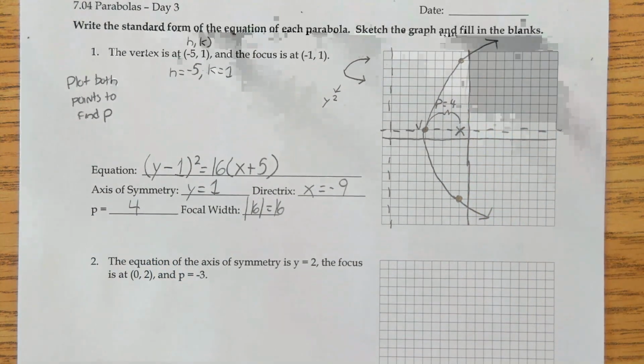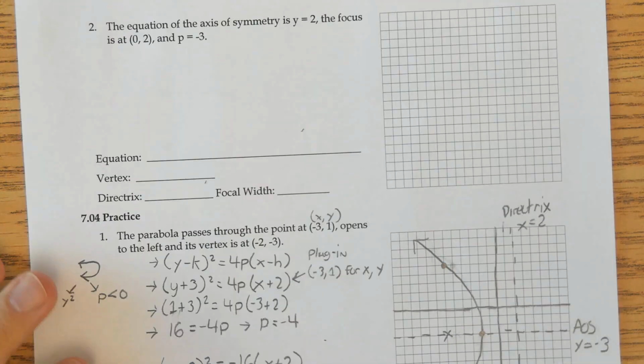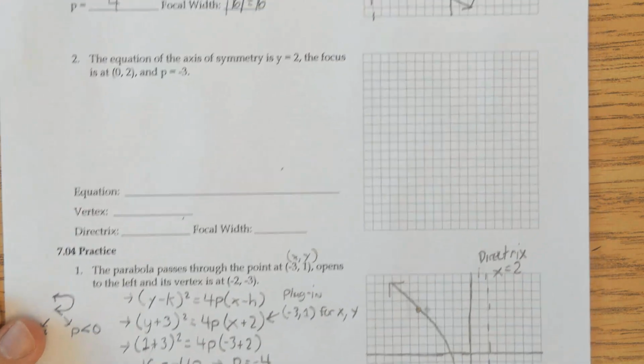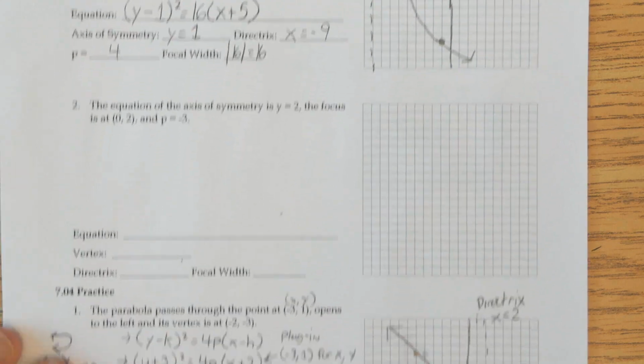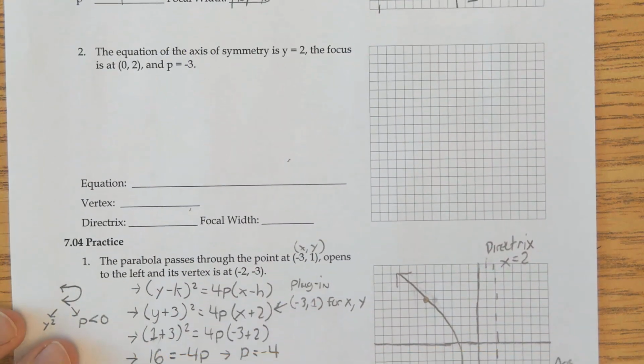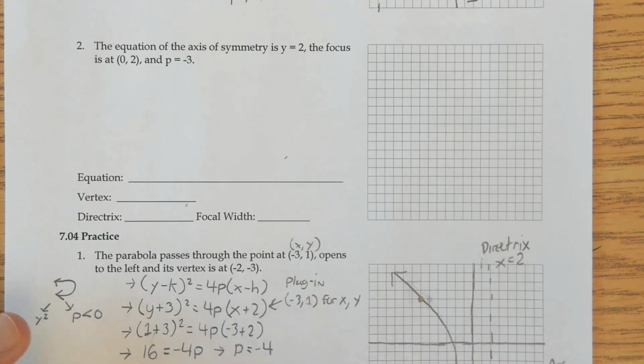And there we go. So a pretty wide open parabola there. All right. Last one here, number 2. Let's do this. I don't want to, so you guys don't see. No. That's okay. You can see a little bit of it. Okay, so number 2, I'm going to post it anyways. The equation of the axis of symmetry is y equals 2.